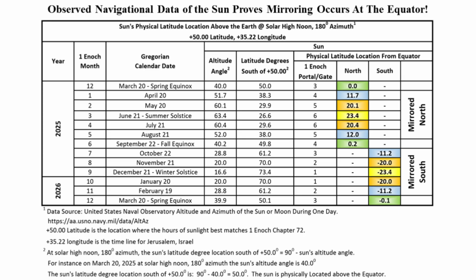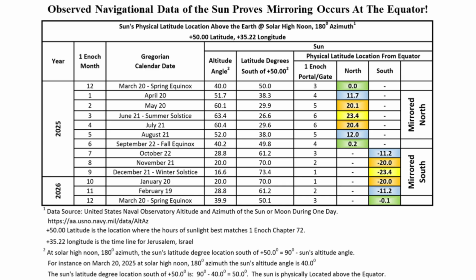June 21, summer solstice, first Enoch month 3, the sun's latitude location is 23.4 degrees north of the equator and the sun's last day in gate 6. Latitude 23.4 north of the equator is the Tropic of Cancer. July 21, first Enoch month 4, the sun's latitude location is 20.4 degrees north of the equator and the sun's last day in gate 6.